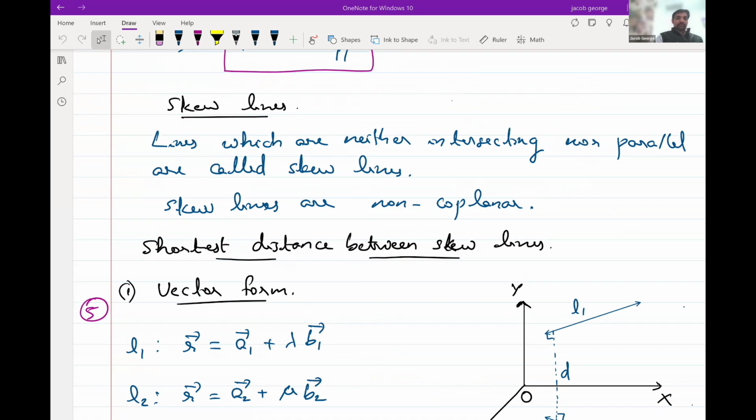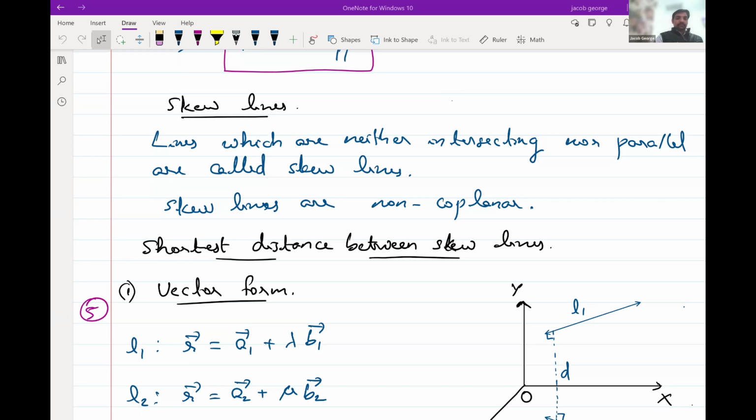Okay, let's start. Ready? Our first 5-marker question is shortest distance between skew lines. What's the difference between skew lines and parallel lines? For skew lines, a1 by a2 is not equal to b1 by b2 is not equal to c1 by c2.